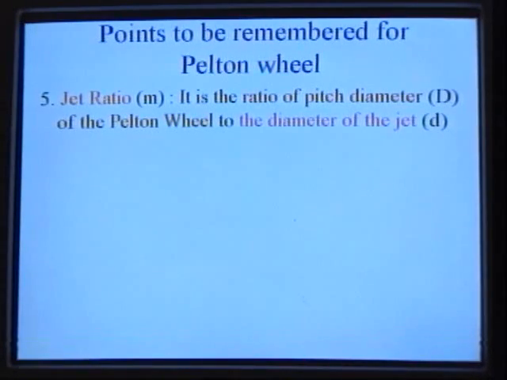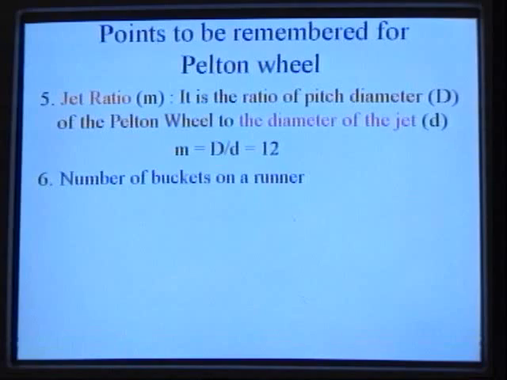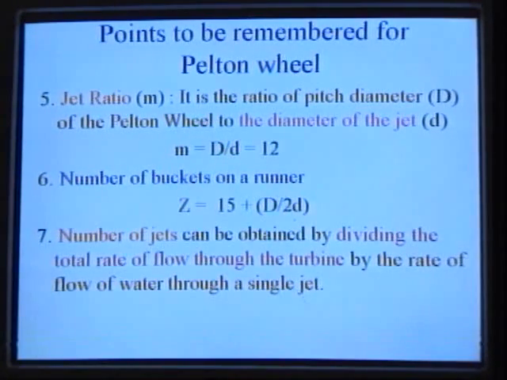And we have another point, that is jet ratio M. It is the ratio of pitch diameter D of the Pelton wheel to the diameter of jet. Writing it mathematically, M is equal to D by d, whose value is generally taken as 12. To calculate the number of buckets on a runner, it is given as Z is equal to 15 plus D by 2d. We can also calculate the number of jets by dividing the total rate of flow through the turbine by the rate of flow of water through a single jet.